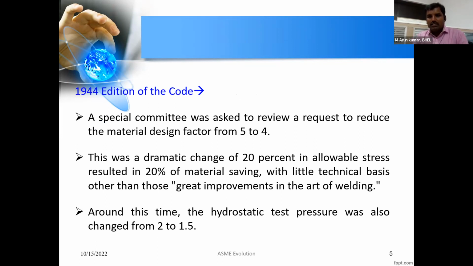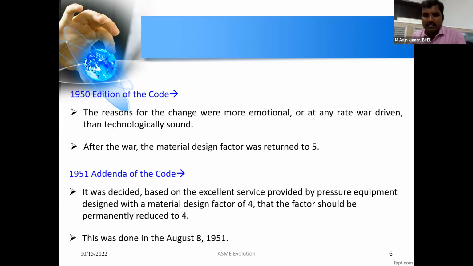That means, if the design requirement for the actual observed stress, if the requirement of thickness for a pressure vessel is 20 mm, we have to give 100 mm thickness with a factor of safety of 5. Then, since the factor of safety has been reduced from 5 to 4 from 1944, we can use only 80 mm thickness of the pressure vessel, which gives 20% of material saving. And also the hydrotest pressure was changed from 2 to 1.5 due to this change in factor of safety.